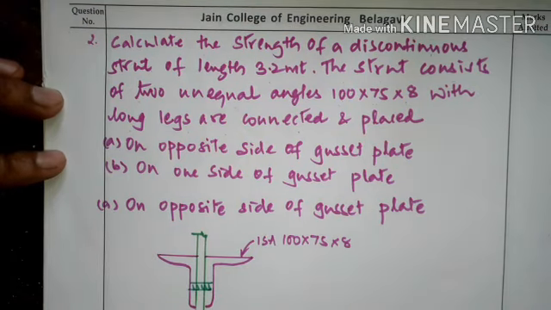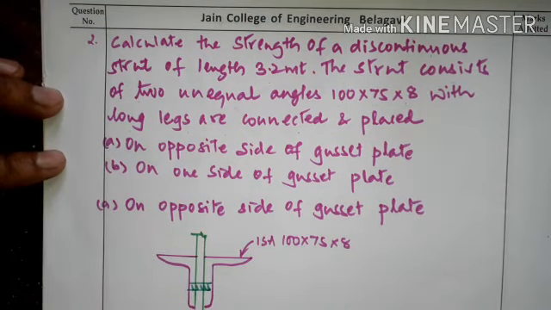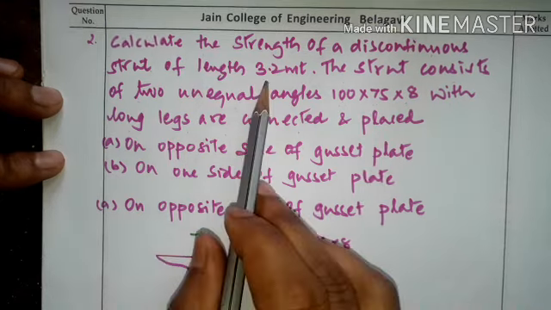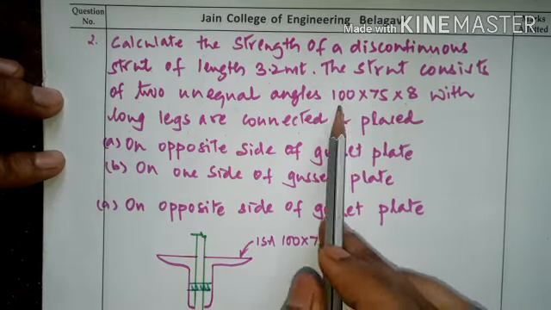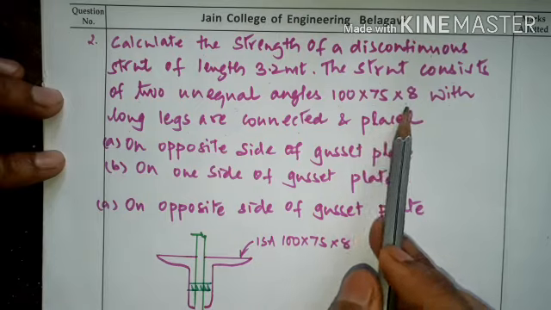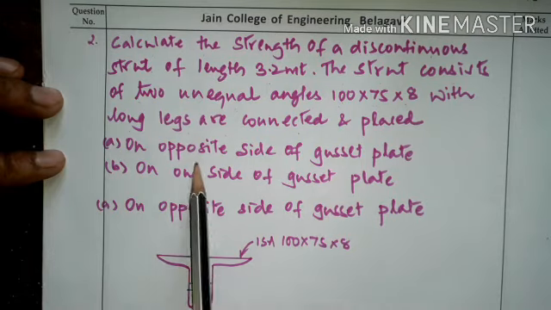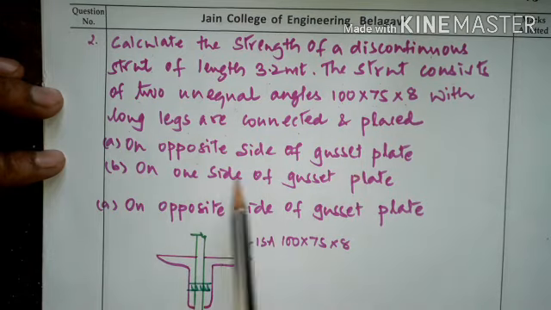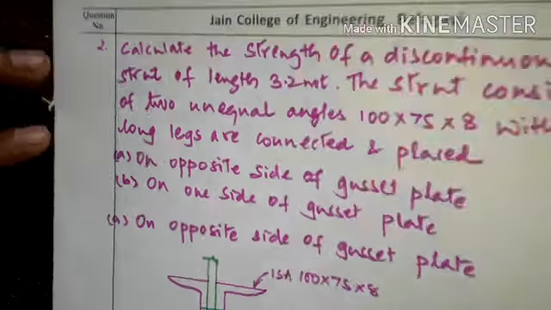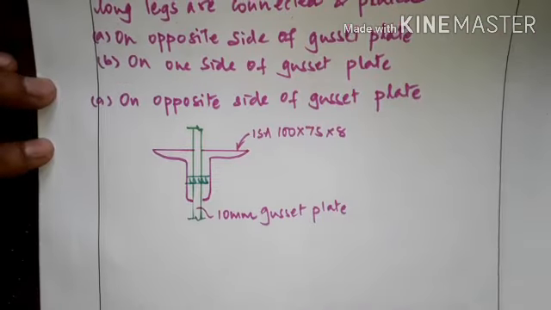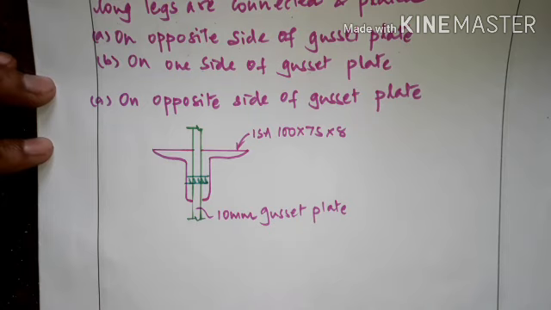So we have to find out the design compressive strength of the double angle strut for a length of 3.2 meter of size 100 mm by 75 mm by 8 mm when the 100 mm leg is connected to the gusset plate, and it is placed for two conditions, that is opposite side of the gusset plate and one side of the gusset plate. So we'll start with the solution now. Okay, so the first condition we'll take up for the solution.